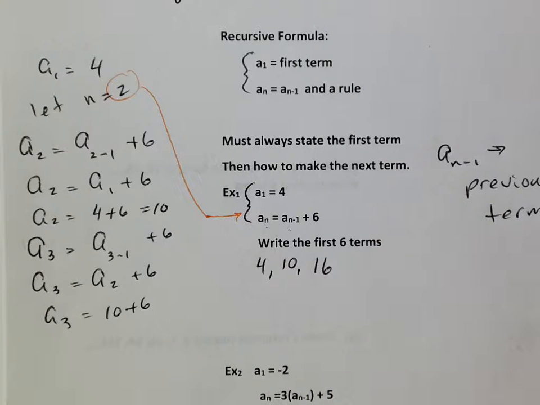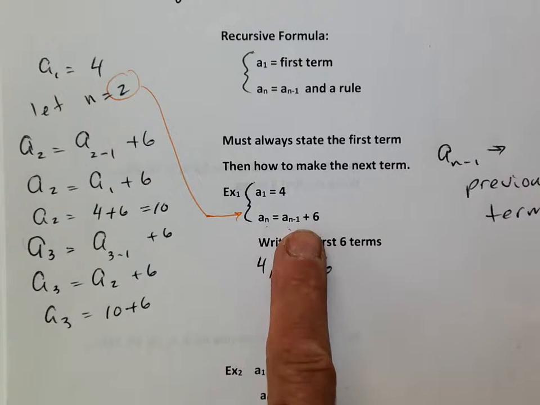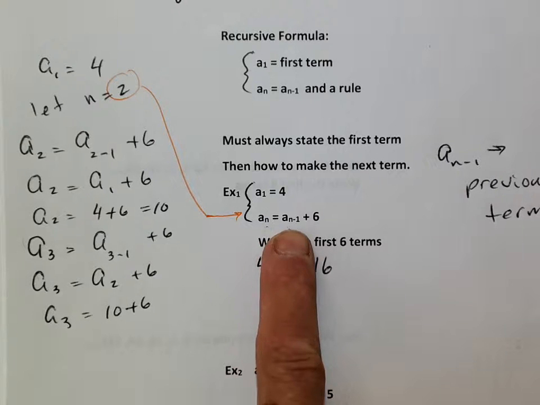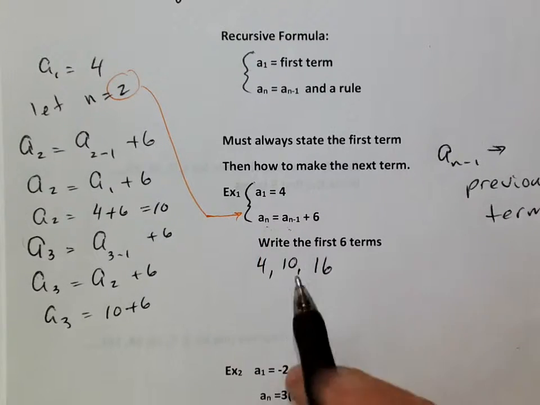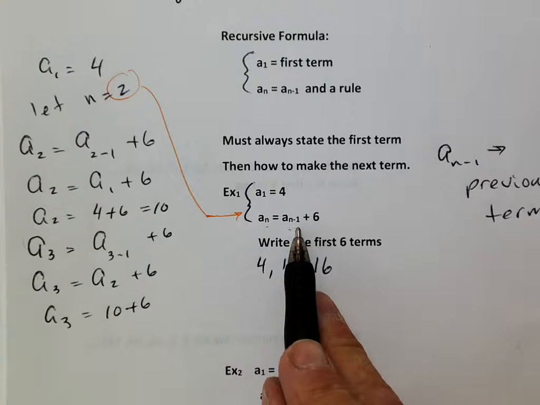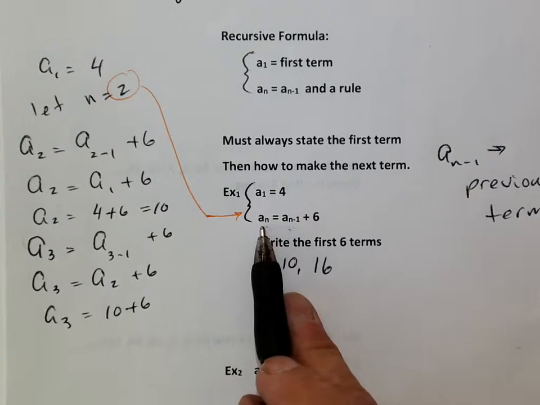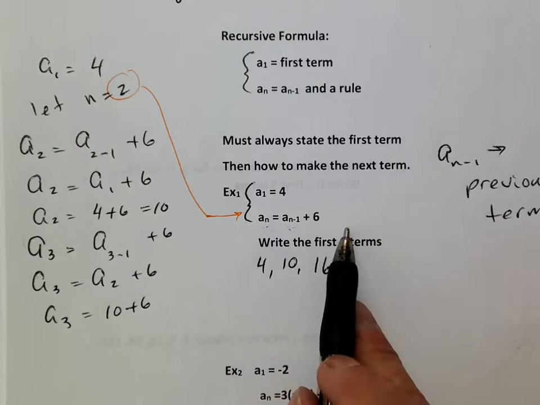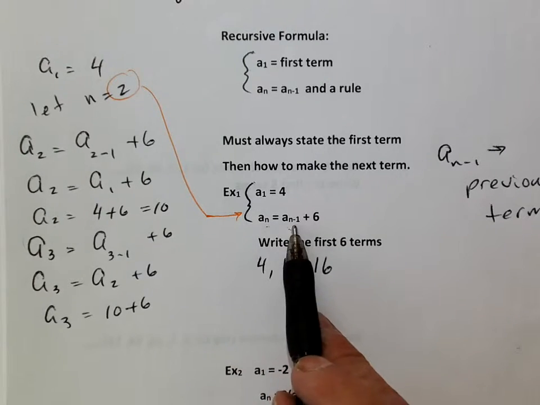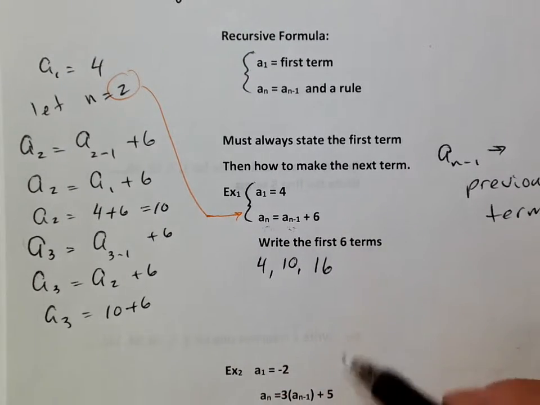What do you see? Plus 6. And that's what the formula says, doesn't it? It says take the previous term. That's what this A of n minus 1 means, take the previous term. So if I'm trying to make the 5th term, I'd take the 4th term. If I'm trying to make the 10th term, I'd take the 9th term and add 6 to it. If I want to find the 20th term, I'd take the 19th term and add 6. So I'm just adding 6, right?